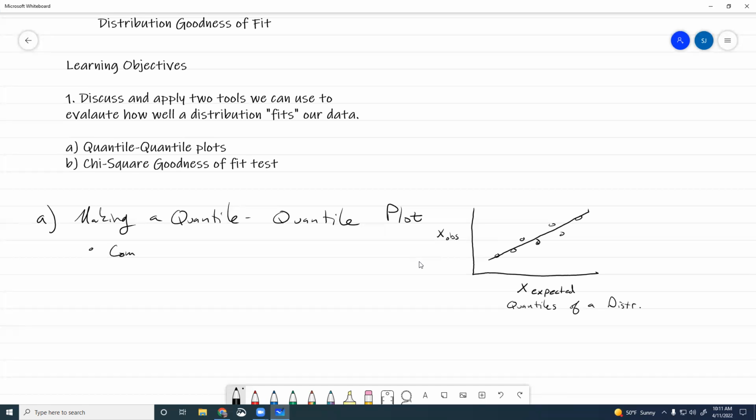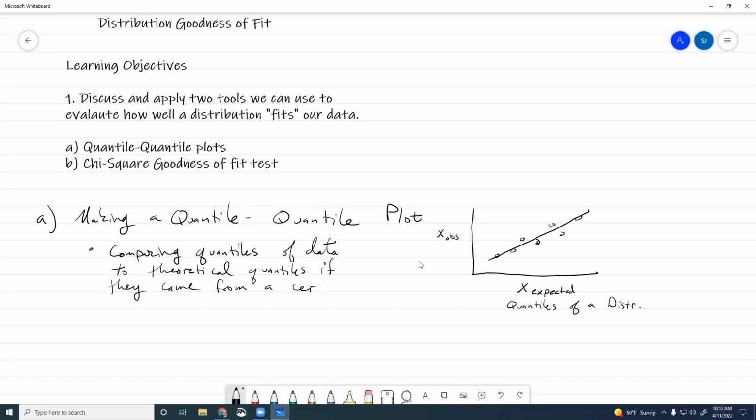So what we're doing here is we're comparing quantiles of data to, we'll say, theoretical quantiles, if they came from a certain distribution, which can be any distribution. Okay, so the big question: what is a quantile?